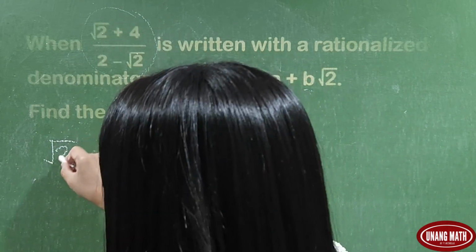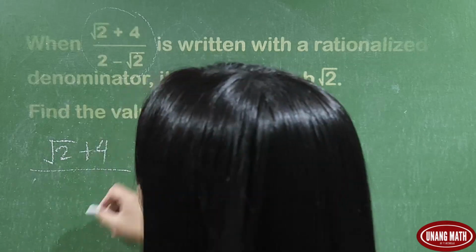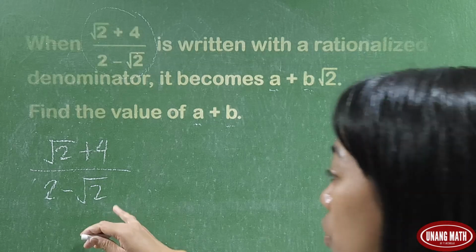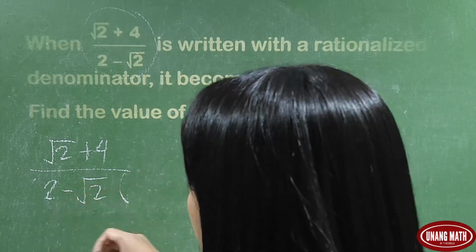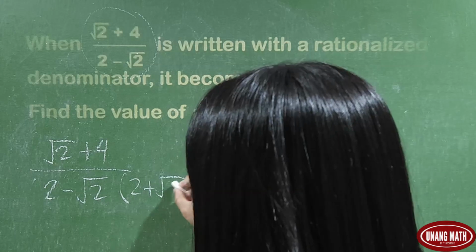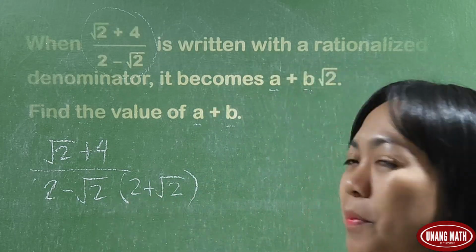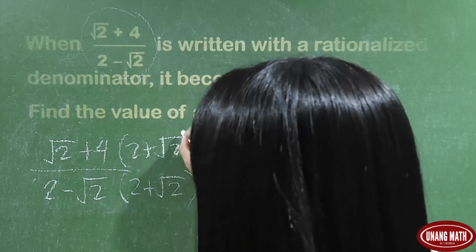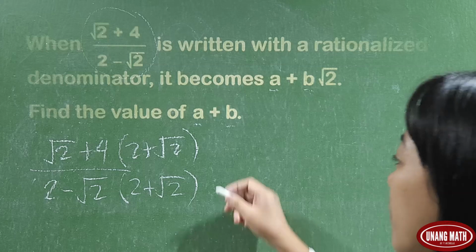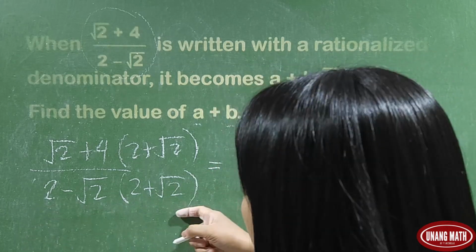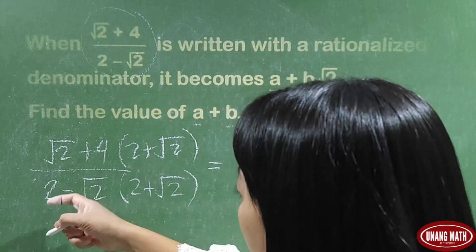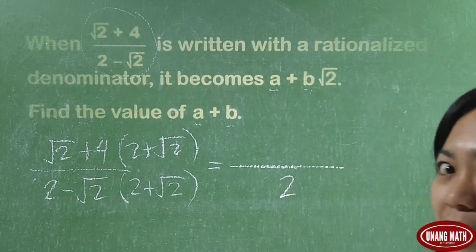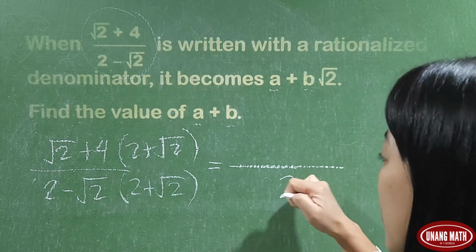So we have square root of 2 plus 4 over 2 minus the square root of 2. So we will multiply the denominator by the same number, but different signs. So times 2 plus the square root of 2. So this is also times 2 plus square root of 2. Okay, now, this denominator is 4 minus 2. And the result is 2. So it's already a rational number.